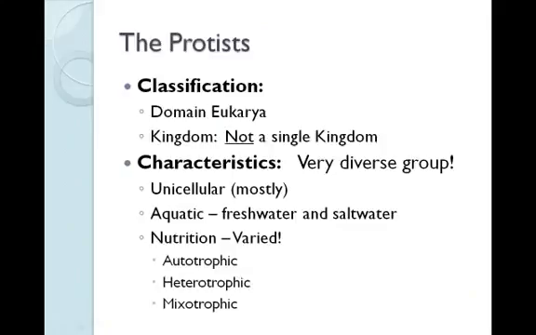The protists are a very diverse group of organisms within the kingdom Eukarya. They are largely grouped in one giant catch-all category because they're single-celled organisms. They're found in aquatic environments, either freshwater or saltwater, and they have varied nutritional patterns, either autotrophic, meaning they are photosynthetic, or heterotrophic, meaning they can use organic carbon. And some are capable of both autotrophic and heterotrophic metabolism and are called mixotrophic organisms.